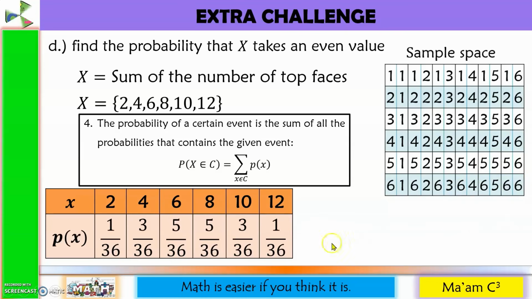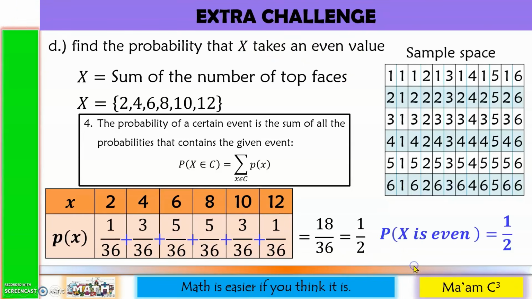Due to limited space, I will just add it here. 1 plus 3 is 4, plus 5 is 9, plus 5 is 14, plus 3 is 17, plus 1 is 18. Copy, divided by 36. Both are divisible by 18. 18 divided by 18 is 1. 36 divided by 18 is 2. Therefore, the probability that the random variable takes an even value is equal to 1/2.